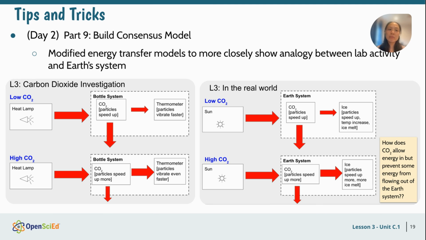For the energy transfer model in lesson 3, the teacher edition showed the bottle and carbon dioxide as objects within the bottle system. I modified the objects to carbon dioxide and thermometer within the bottle system. I wanted to emphasize that it is the carbon dioxide, not the bottle itself, that reduces the amount of energy that can exit the bottle system when the concentration of carbon dioxide inside the bottle's airspace increases.